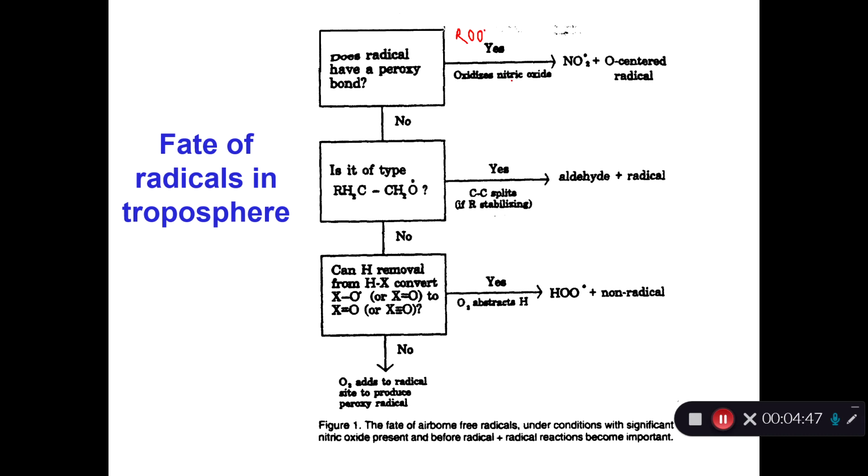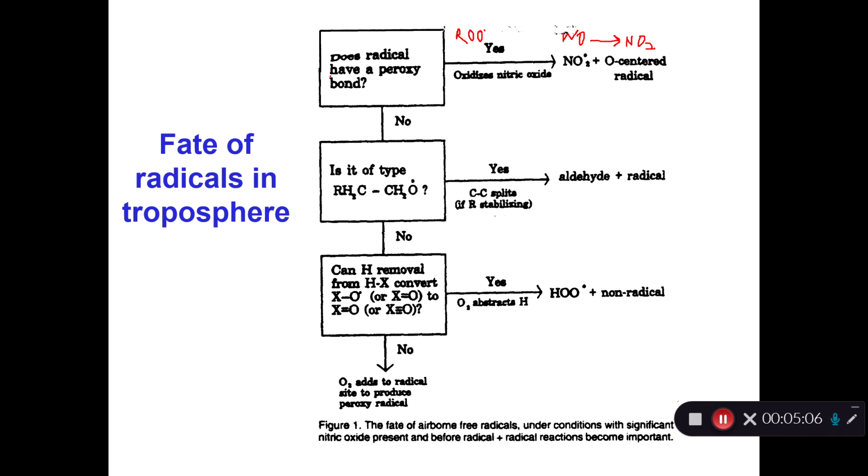If so, then it oxidizes nitric oxide. That's when NO takes that extra oxygen off and becomes NO2. Remember, we said that's part of the ozone cycle. This is important chemistry. And then you get an oxygen-centered radical.